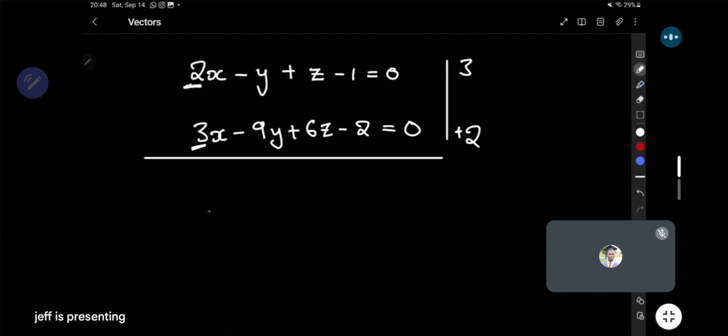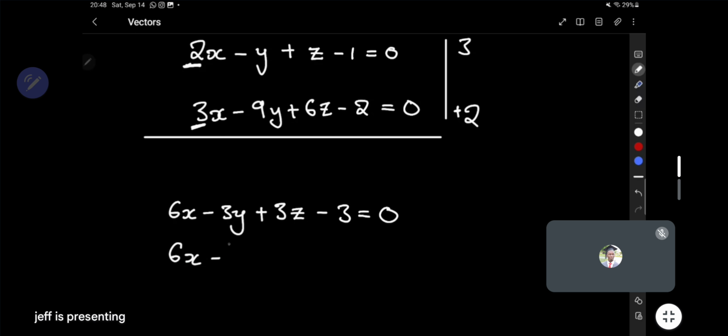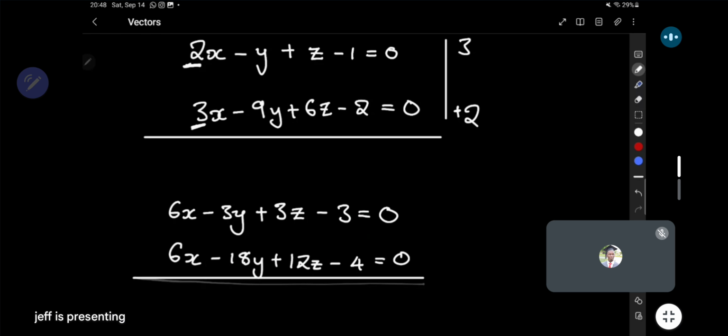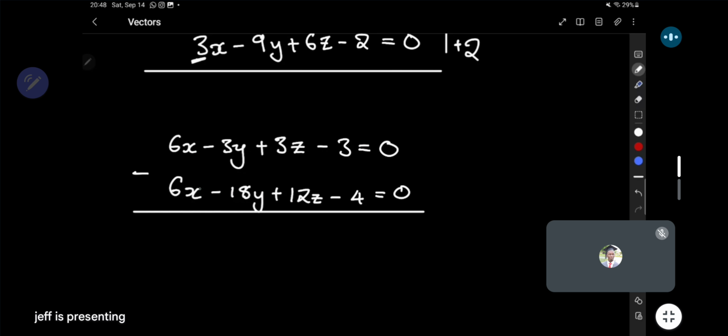The equation on top, when I multiply by 3, it becomes 6x, then 3y, then 3z minus 3 is equals to 0. Scaling the one down by multiplying by 2, this will now be 6x, 9 by 2, that will be 18y, then plus 12z, then minus, that will be 4 now, is equals to 0. Now we see that we can subtract to eliminate. When we subtract this time, x would disappear. But what are we going to have everywhere else?